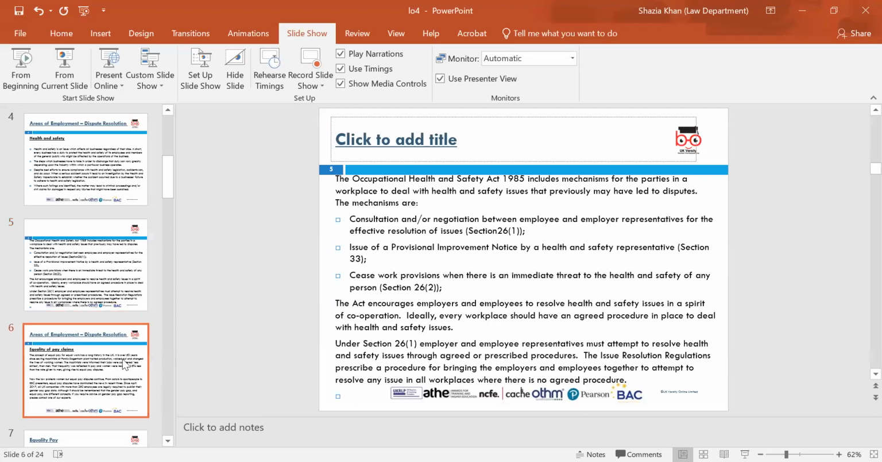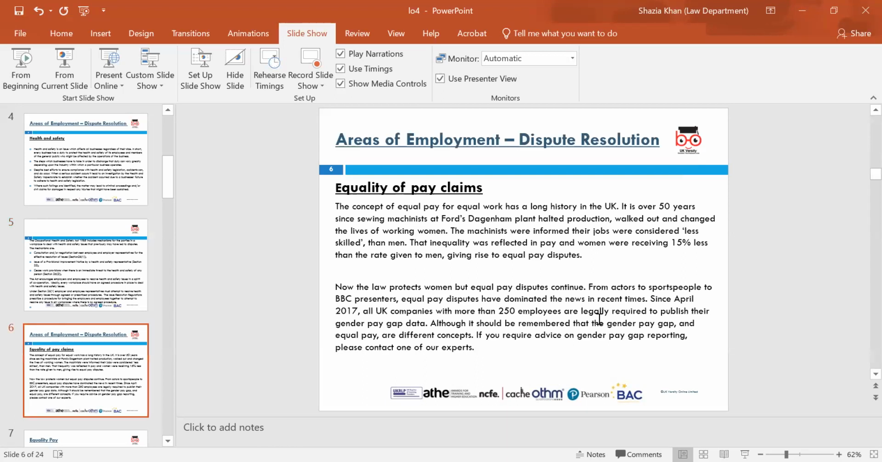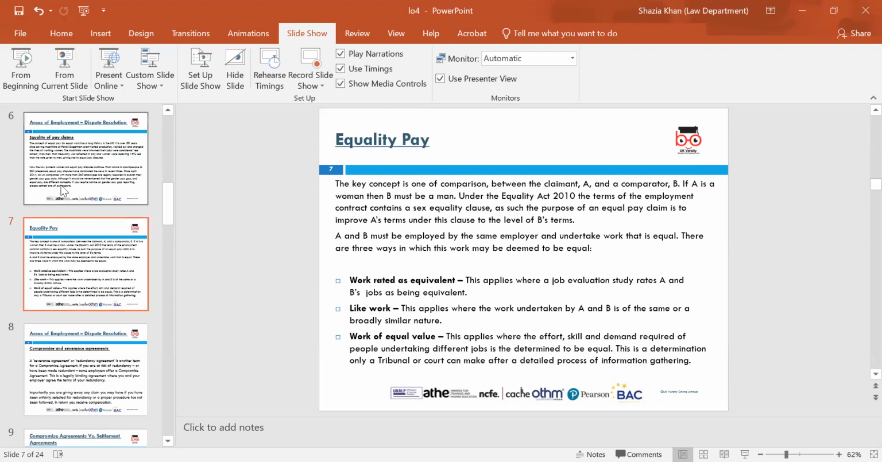Now we've got areas of employment inequality of pay, and this is another area that's quite big in regards to disputes. The key, I think we've gone on the wrong slide.